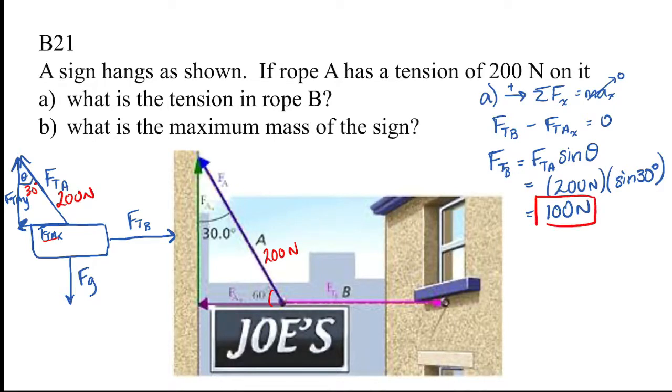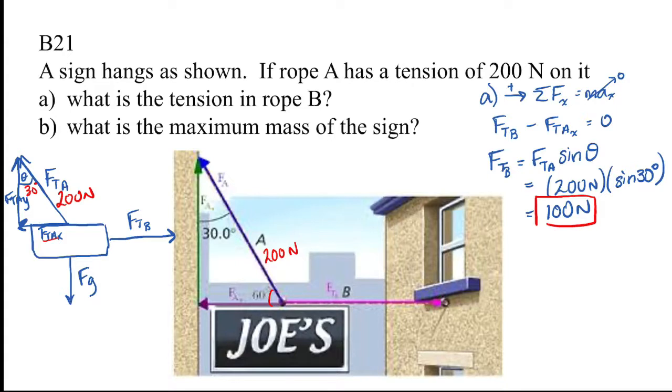So again, we have two vectors in the x direction, force of tension in B and force of tension of A. So it makes sense that they'd be equal and opposite because we know acceleration is 0, and my net force in every direction should just be 0. So that's what makes statics so much nicer. Let's go over part B.